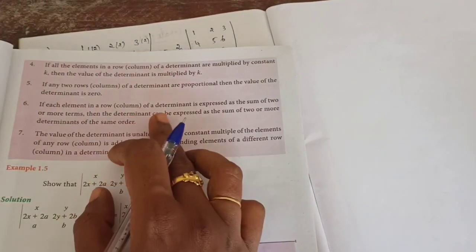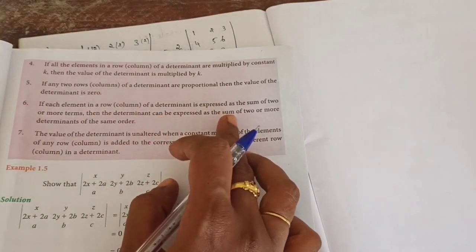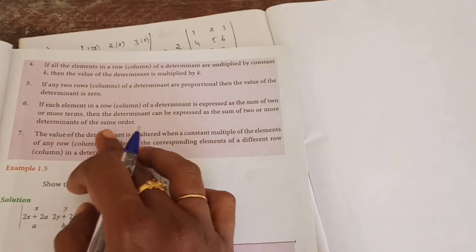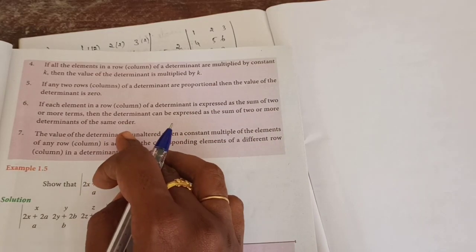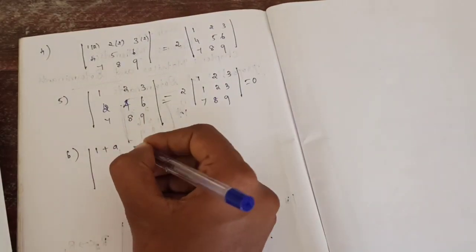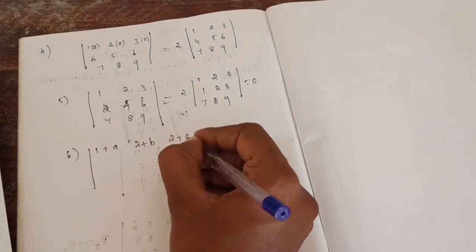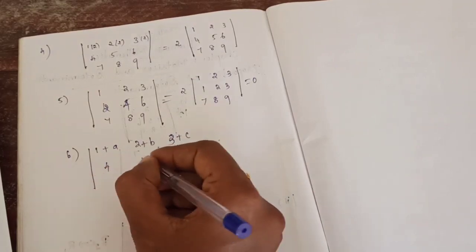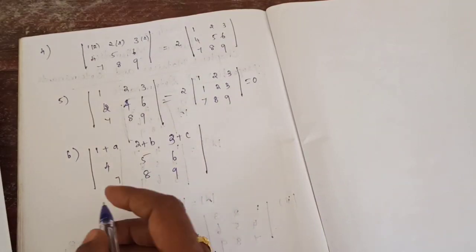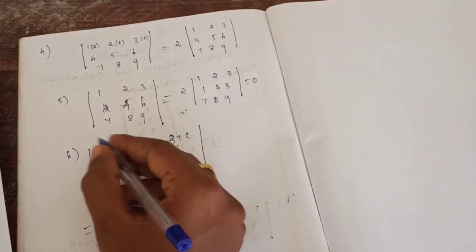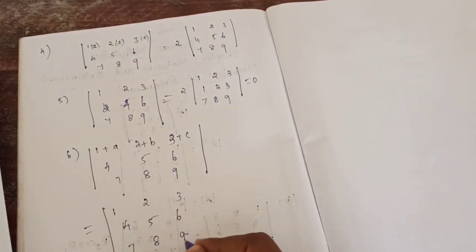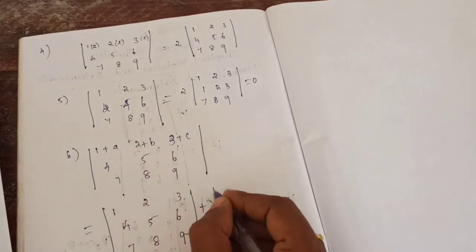Then the next property is, if each element in a row of a determinant is expressed as the sum of two or more terms, then the determinant can be expressed as the sum of two or more determinants of the same order. So we can split. That's the meaning. I will give another example for you. That is 1 plus A, 2 plus B, 3 plus C, then 4, 5, 6, 7, 8, 9. Now the given determinant is like this, so we can split it into 2. Plus before terms separately: 1, 2, 3, 4, 5, 6, 7, 8, 9.